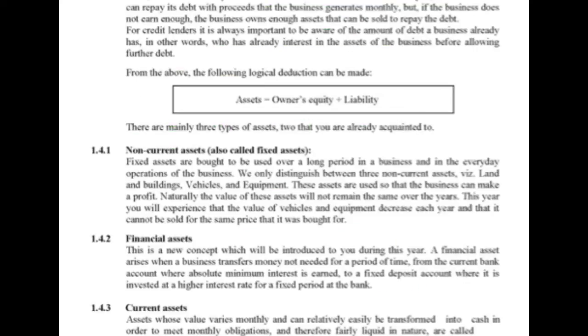The next that we will pay attention to is our accounting equation. Our accounting equation you should know off by heart. We're going to use it a lot, and that's what the whole accounting system was built upon. So it's assets equals owner's equity plus liabilities.